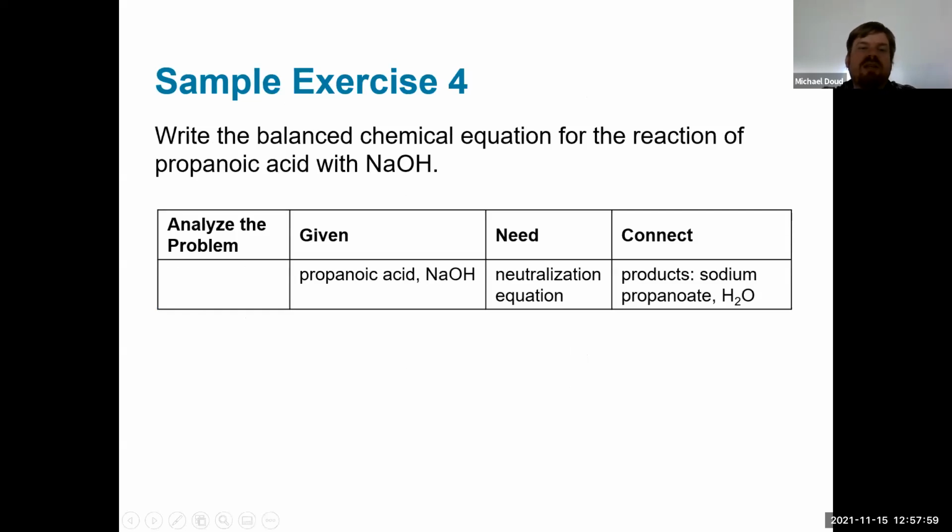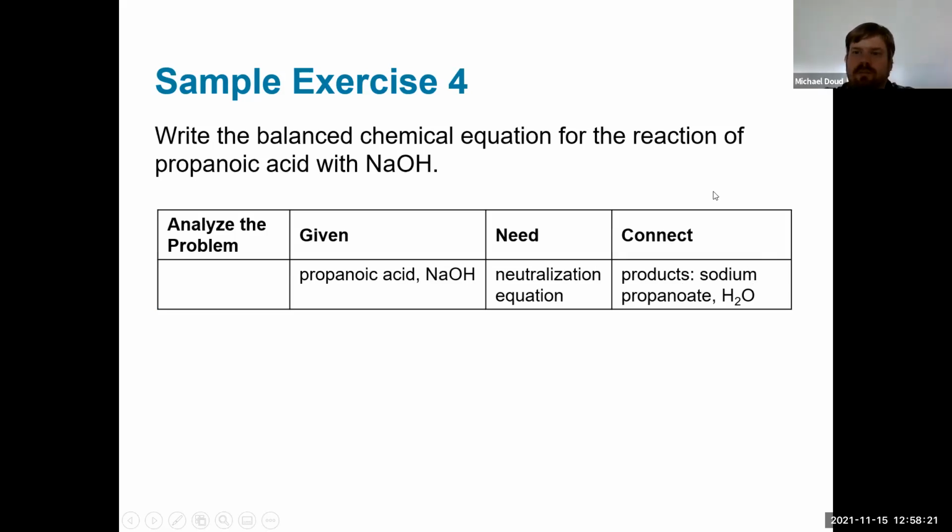Okay, so go ahead, give me the balanced chemical equation for the reaction of propanoic acid with sodium hydroxide. Now, in this case, you're given propanoic acid and NaOH. It's going to be a neutralization equation, which means that you're going to form the carboxylate salt and the water. So go ahead and pause the video here and give it a shot. And when you come back, we'll take a look at the answer.